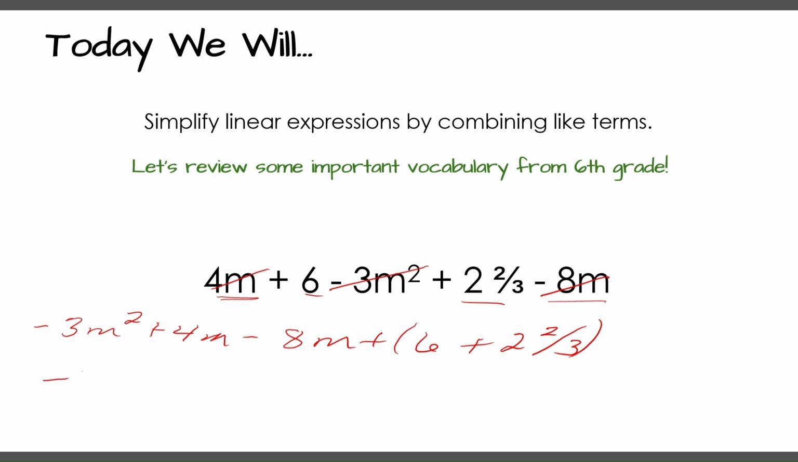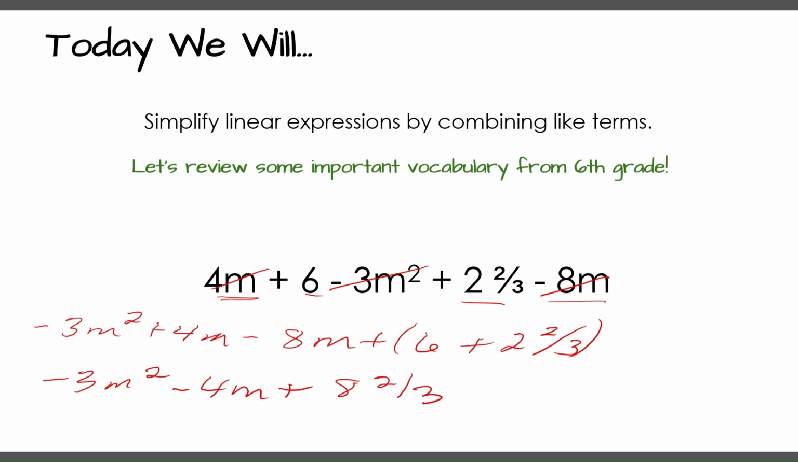So I have negative 3m squared. Then I have 4, negative 8. Both of them are m. So I have negative 4m. And then I have 6 and adding 2 2/3. So I know that's 8 and 2/3.